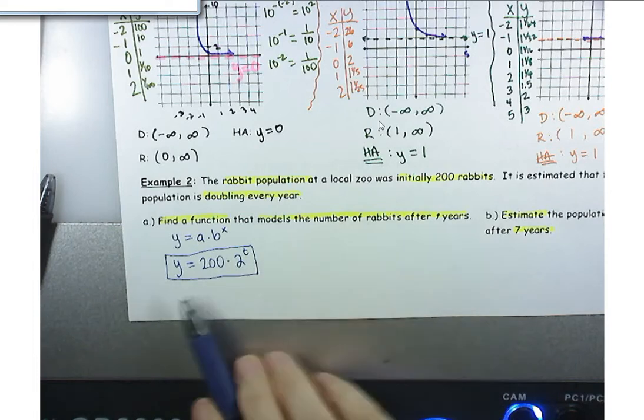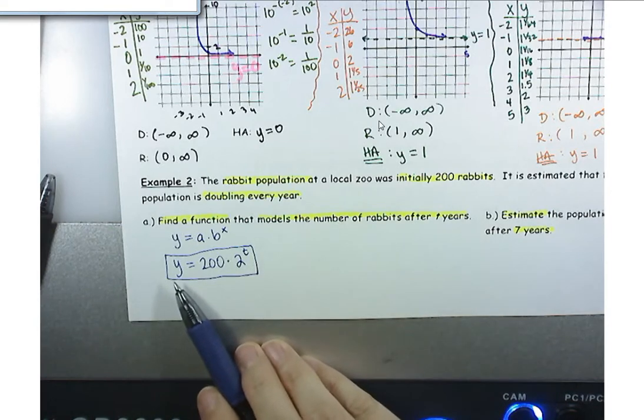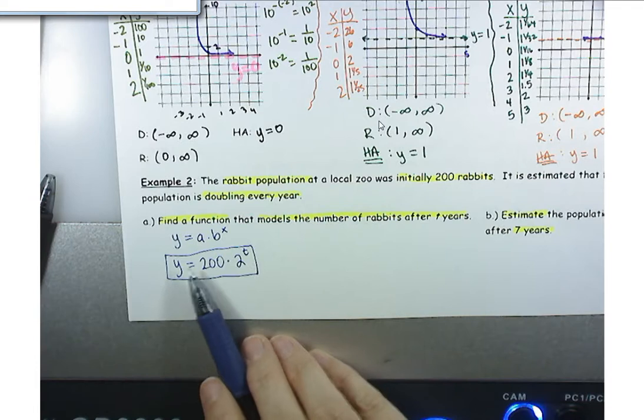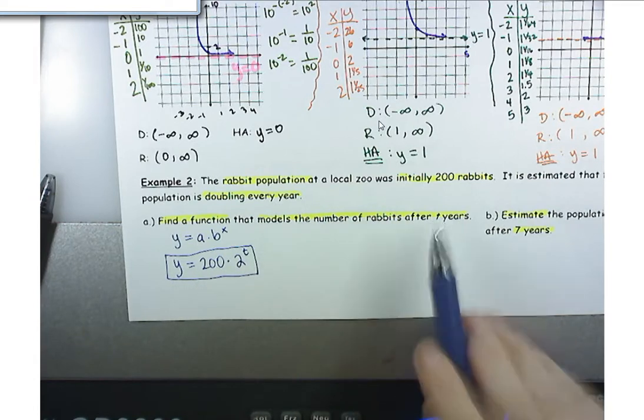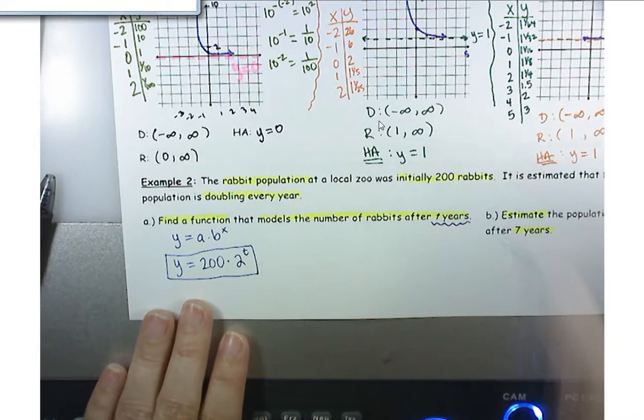function. So for your function, you have to have like y equals or f of x equals. Okay, 200 times 2 to the t. And we're using t because it says after t years. Okay, so not x, but t for that.